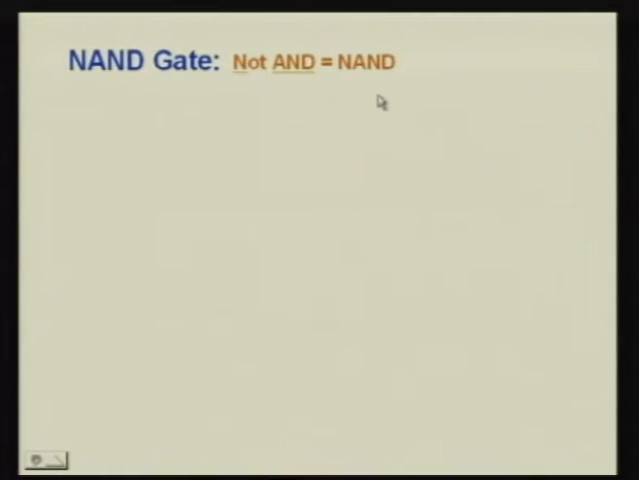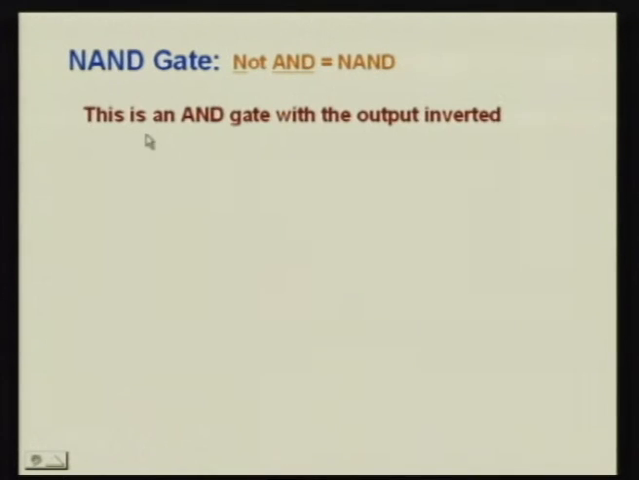Now we will discuss the NAND gate. Again, the NAND gate is the combination of AND and NOT. We have taken N from NOT, and AND from the AND gate, so it makes a NAND gate. So this is an AND gate with the output inverted. Again, we have an AND gate whose output is inverted, and that makes it a NAND gate.